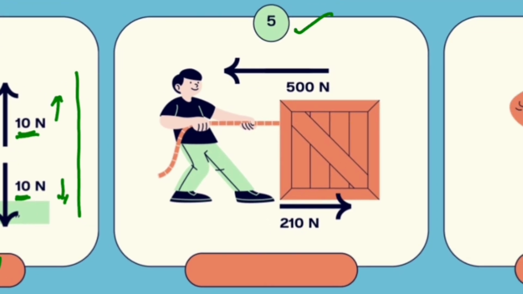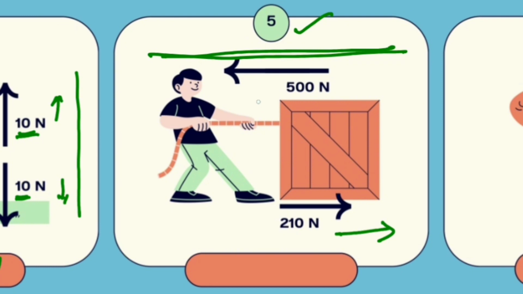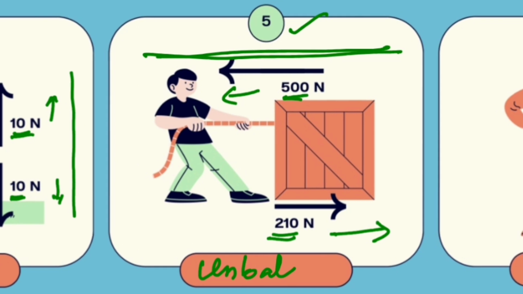Super. Now coming to situation 5. See, here also two forces are acting. They are acting horizontally along the same line. One is acting towards right, the other one is acting towards left. Are these two equal? This is 210 and this is 500. They are not equal, so it is unbalanced. Clear?